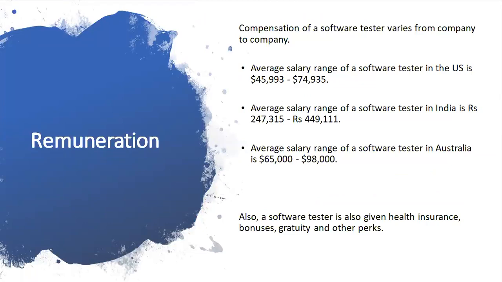Finally, remuneration. This is why many people are working, even including me. So how much does a software tester get? It depends completely on the company, organization to organization. But in the US, the average salary is around 45,000 to 75,000, and in India, the initial package for a fresher would be 2,50,000, and experience of around 1 to 2 years would be around 4,50,000. And in Australia, the average salary is around $65,000 to $98,000. So this is the average package, guys.